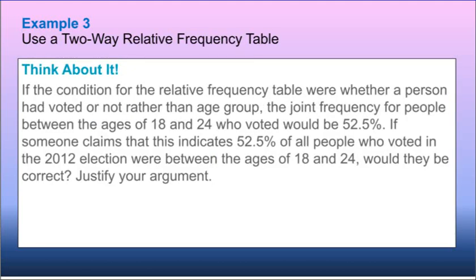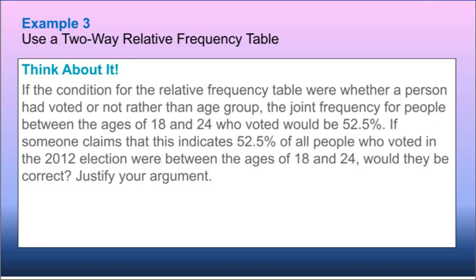Next, if the condition for the relative frequency table were whether a person had voted or not rather than the age group, the joint frequency for people between ages of 18 and 24 who voted would be 52.5%. If someone claims that this indicates 52.5% of all people who voted in the 2012 election were between the ages of 18 and 24, would they be correct and justify your argument?